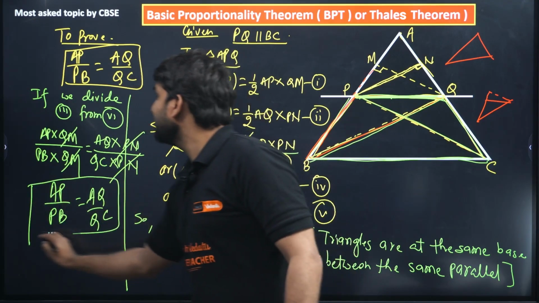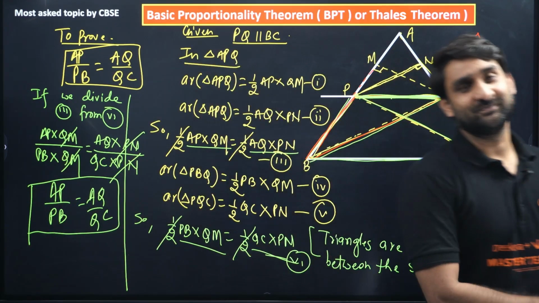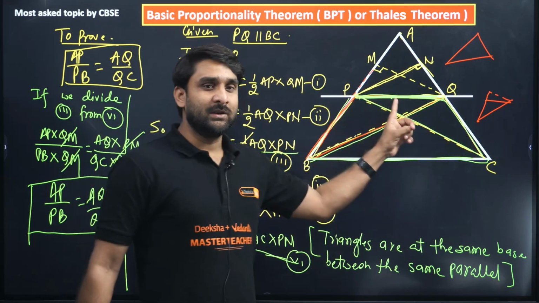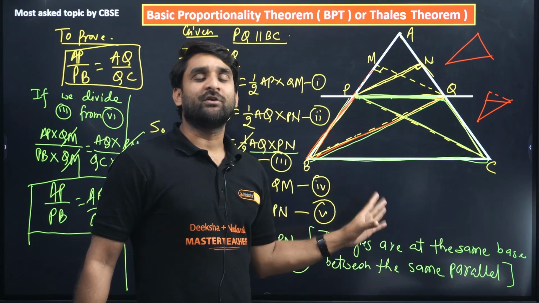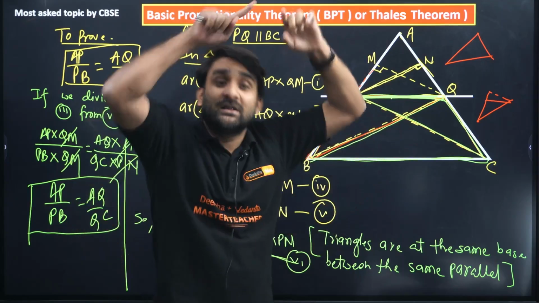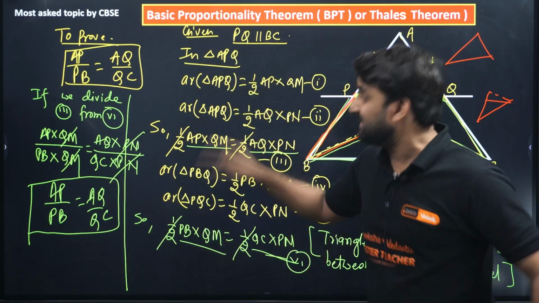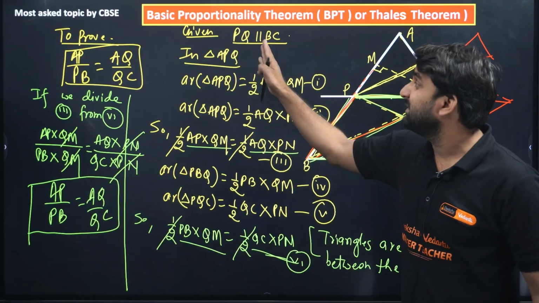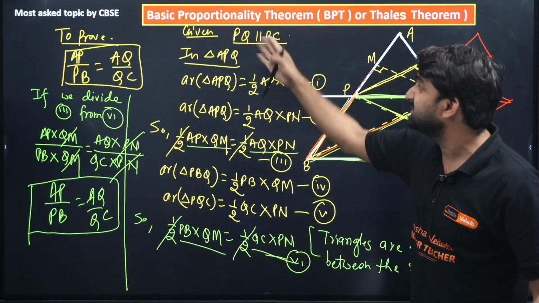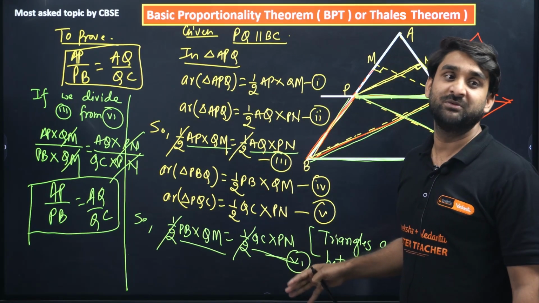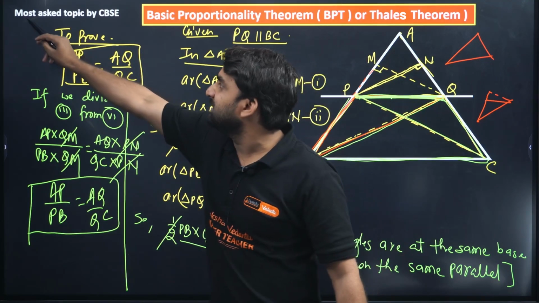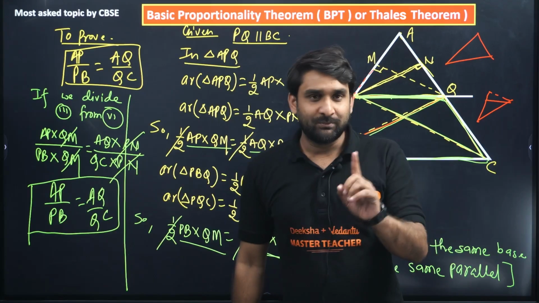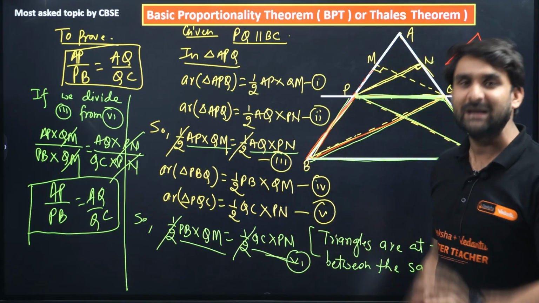Wow, this is BPT. We have proved. Look, in any triangle, if we draw a line which is parallel to any one side of the triangle, then that line divides other two sides into same corresponding ratio. This is the proof. And this is Thales theorem, which is also called BPT in short. And CBSE has already asked so many years. This is the most repeated topic of CBSE board exam. Look, that's why I've already mentioned here, most asked topic by CBSE. So you guys have to be ready for this year also. This question might come in your board exam.